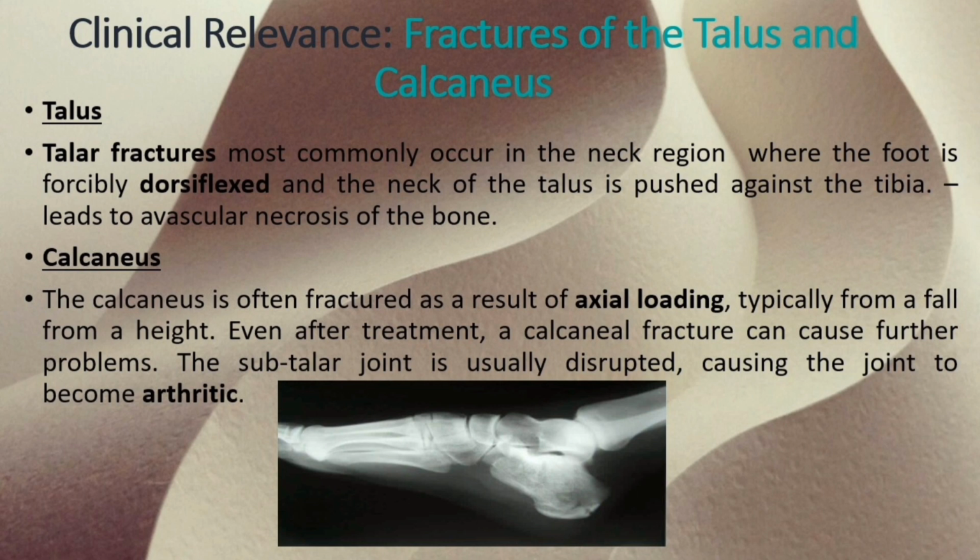Calcaneus. The calcaneus is often fractured as a result of axial loading, typically from a fall from a height. These patients should be assessed for associated injuries such as fractures of the lumbar spine or lower limb. The bone can break into several pieces, a comminuted fracture. On X-ray, the calcaneus will appear shorter and wider.